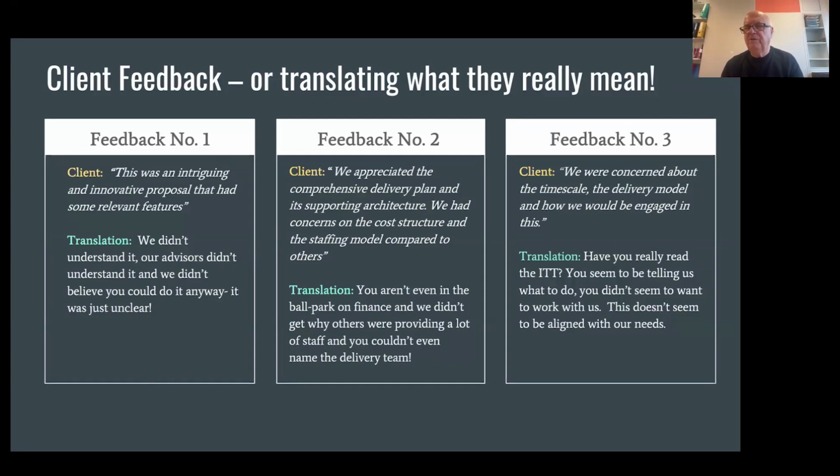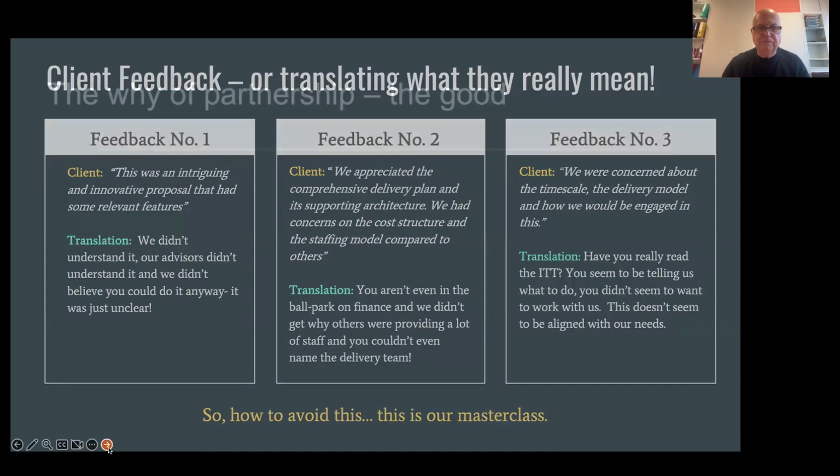And the third one was from a grant organization. They put in a bid around £2 million for working in the arts community. And the feedback from the grantee was, we're very concerned about the timescale, the delivery model, and how we could be engaged in the process. What that basically meant is, have you read what we wanted from you? You were telling us what you were going to do, but you didn't seem to be listening to us. So the question is, how can you avoid this type of issue?